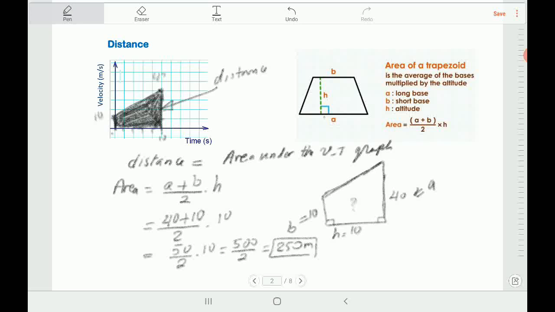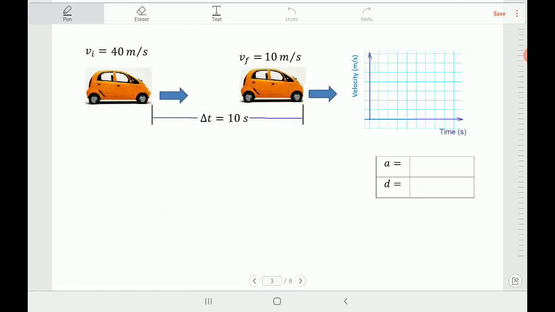So now we know how to calculate the acceleration and the distance. The acceleration is equal to the change of the velocity over time, and distance is equal to the area under the velocity time curve. Okay, let's take another case. It will be easy for you now to solve this one.